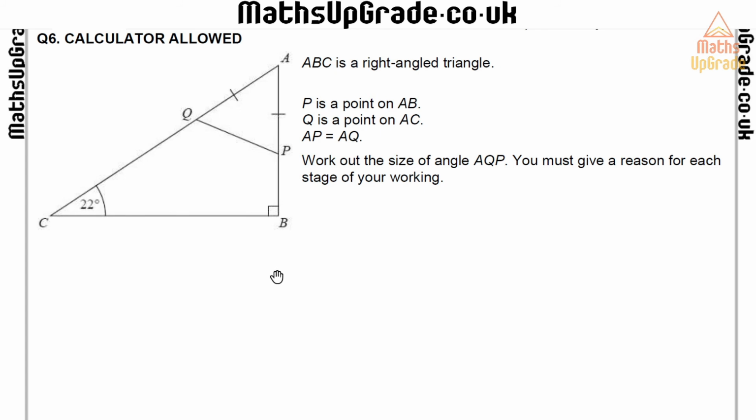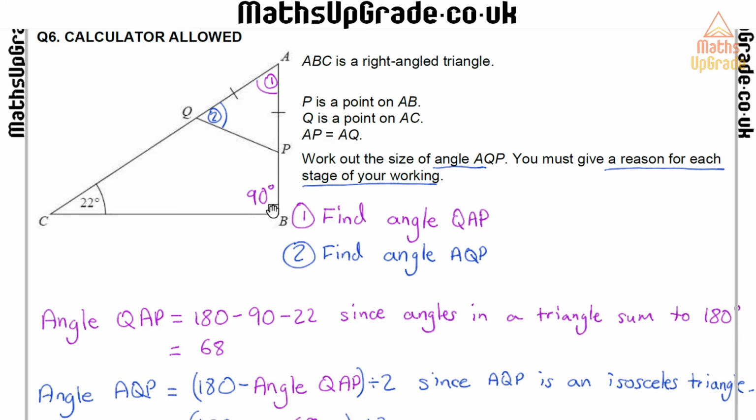So first of all, I'm going to find angle QAP. QAP is this top angle here. Then I'm going to find angle AQP, which is what I'm trying to work out. Okay, so to find the top of this right angle triangle, I'm going to label this angle here as being 90 degrees, because that's what it is. This is 22. So just ignoring this line here, you can see that the top of this triangle, this angle here, angle 1, is going to be 180 minus the two other angles. Okay, just using the fact that angles in a triangle sum to 180 degrees. So that gives me 68 for this angle here.